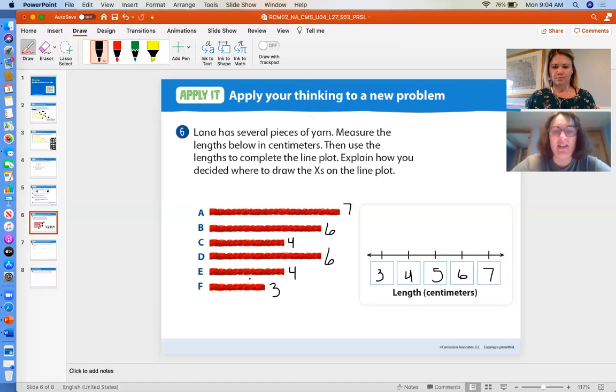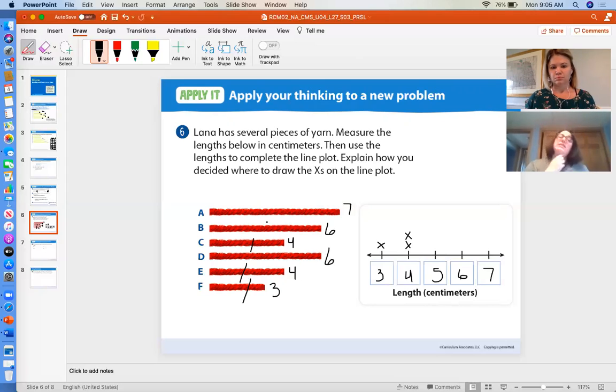So I can see that there's one piece of yarn that is 3, so I'm going to put 1 x. Okay. Then I'm going to look at the 4s and I see there are 2 4s. So I'm going to put 2 x's on the 4. 1, 2. And then I notice that there aren't any 5s at all, so I'm not going to put anything, because the x's represent the pieces of string. So we don't want to put anything.